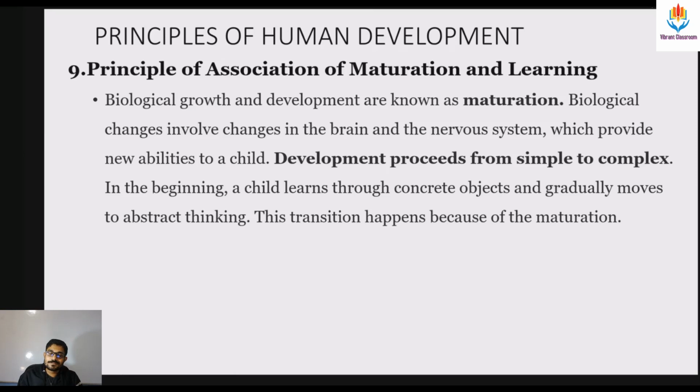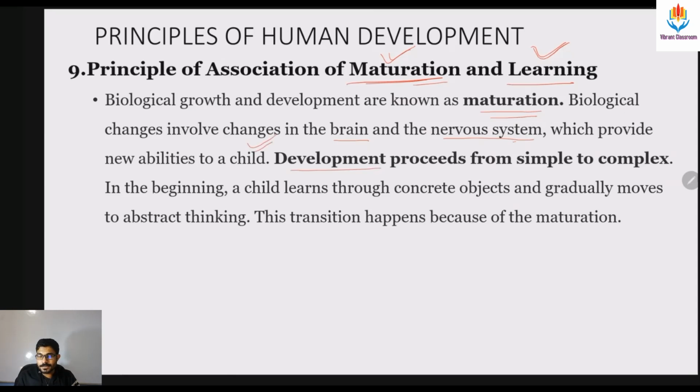Then come to the next part, that is, the principle of association of maturation and learning. That means here development is also influenced by maturation and the process of learning. Biological growth and development are known as maturation. Biological changes involve changes in the brain and the nervous system, which provide new abilities to the child.